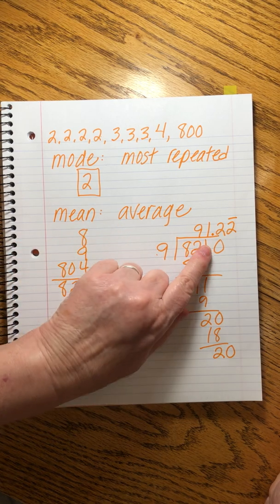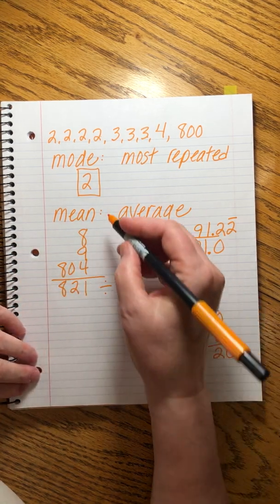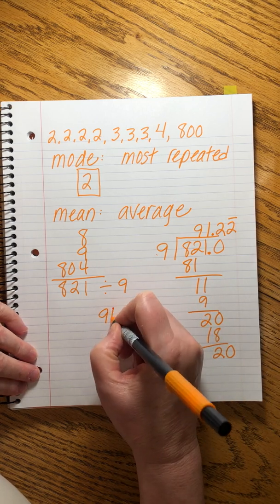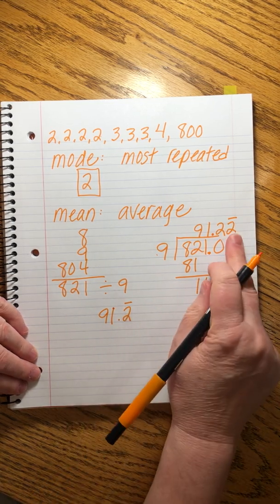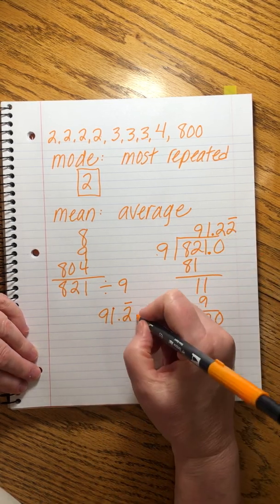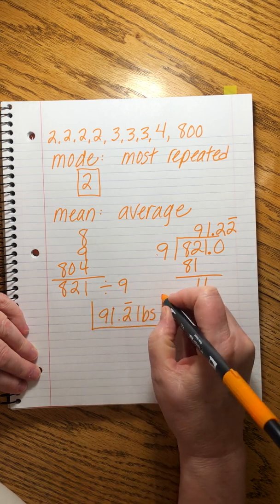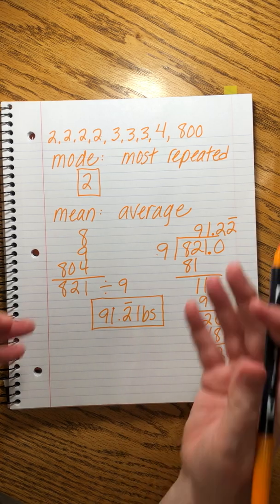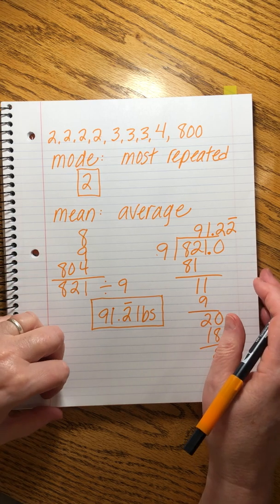So the final answer that we could give for this is the average is 91.2, and we can put the repeating bar there, right? We don't have to go down one. And it's always nice when our problem has words to give words in our answers. All right, so there's how we calculate the average. Or the mean rather, it's just an average, okay?